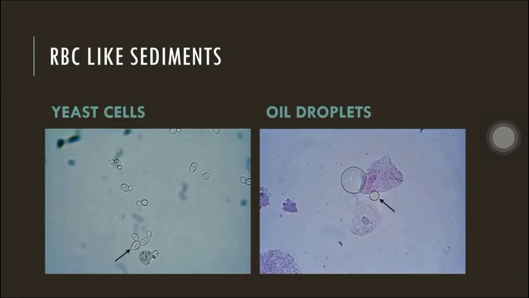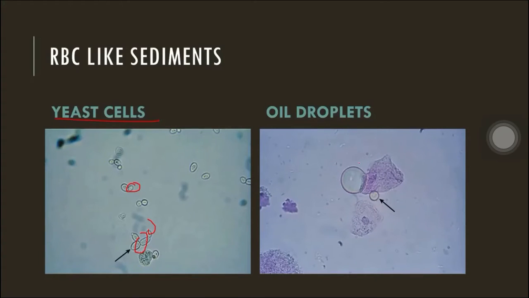Next, of all the sediments in the urine, RBCs are the most difficult to recognize because RBCs may have different morphological variations, and there are also many sediments that resemble them. So these are the sediments that may resemble RBC. First example is the yeast cells. It may resemble RBC, but you can differentiate yeast cells from RBC by looking at the budding present in the yeast cells. So that's one way to differentiate from RBCs.